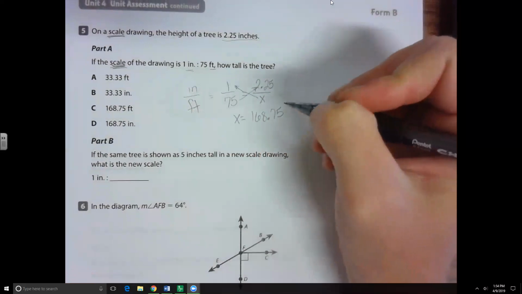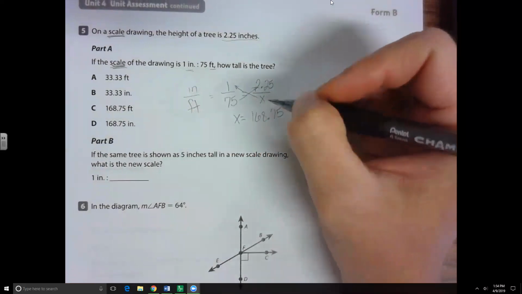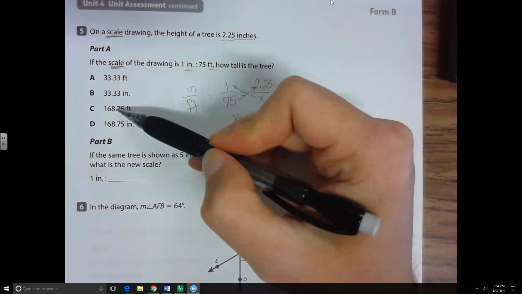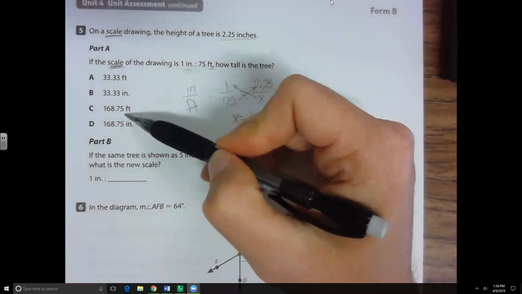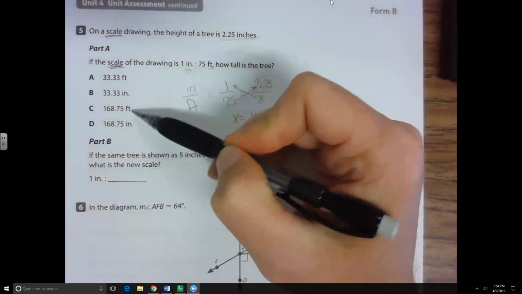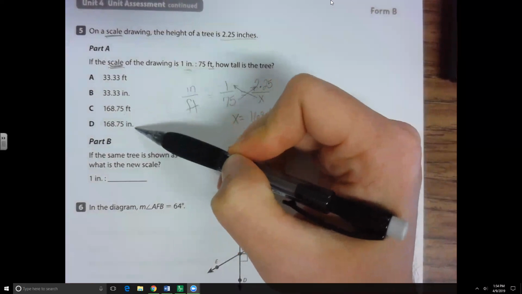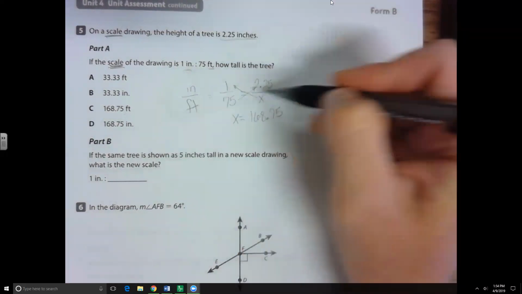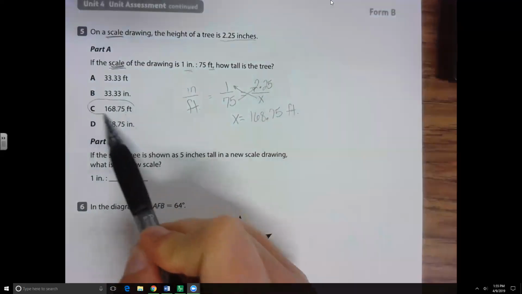Now, if you notice in my problem, I have two answers with 168 and 75/100, C and D both. One is in feet, one is in inches. Okay, well, I'm missing my bottom number, which is feet. So that makes C my correct answer.